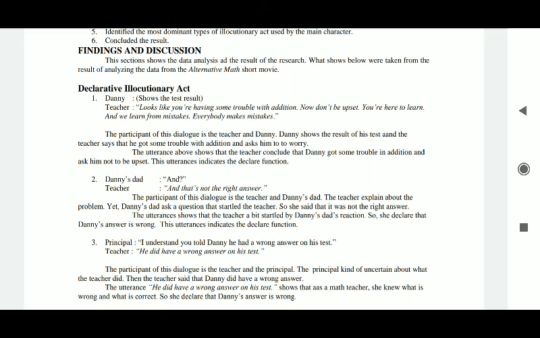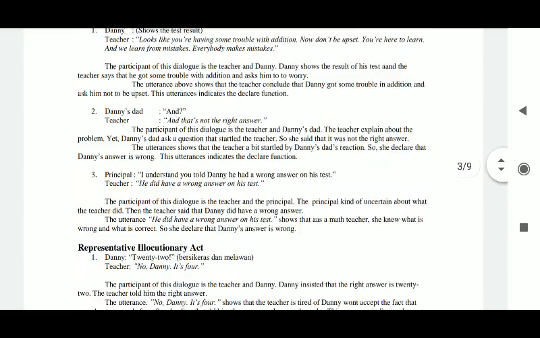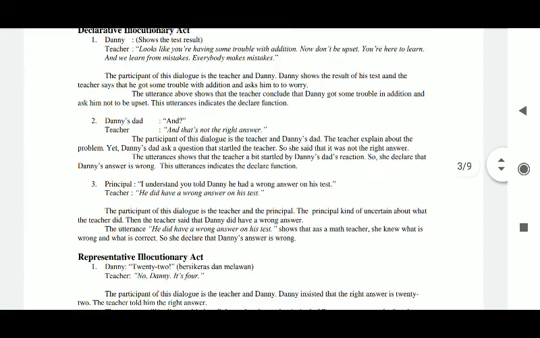Everybody makes mistakes." The participants of this dialogue are the teacher and Danny. Danny shows the result of his test, and the teacher says that he got some trouble with addition and asks him to not worry. The utterance above shows that the teacher concludes that Danny got some trouble in addition and asks him not to be upset. These utterances indicate the declare function. There are 3 declarative illocutionary acts in this short movie.